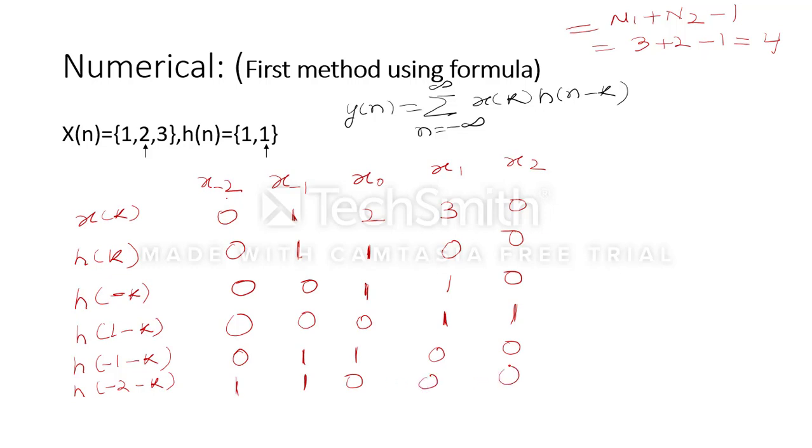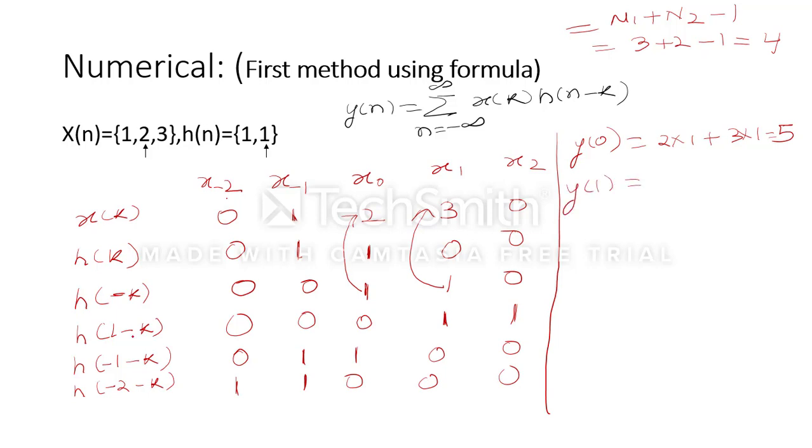So now we have to multiply in the first case. First we have to find y0. For y0 we will multiply x(k) by h(minus k). So here we will multiply these two signals. The answer will be y0 is 2 into 1 plus 3 into 1, that is equal to 5 only. In the same way for y1, we will multiply x(k) by h(1 minus k). The overlapping area will be only 3 and 1, so 3 into 1 will be equal to 3.